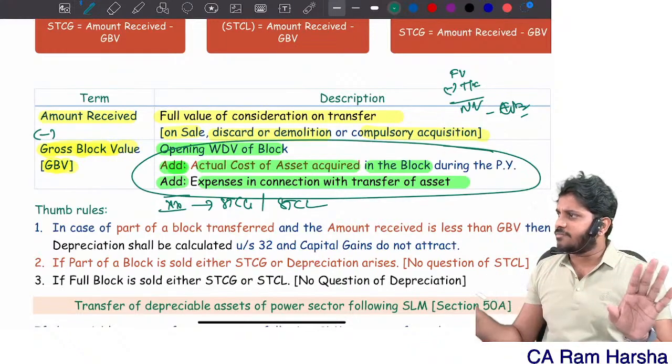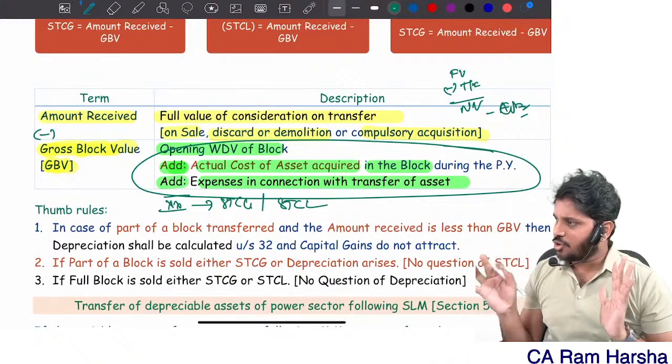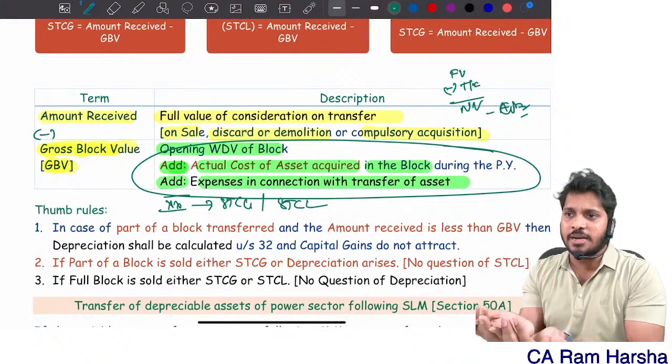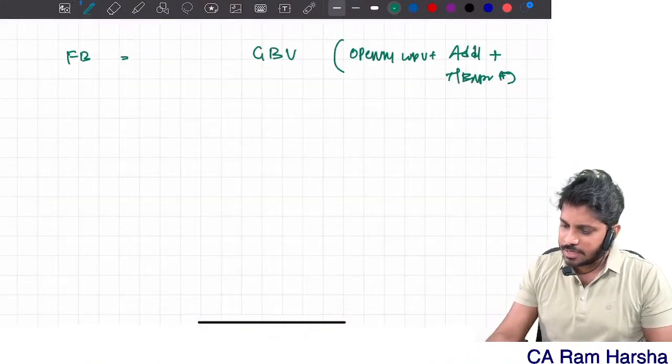Simple. The full block itself is sold, sir. Some amount you got. Compare it with the gross block value. The difference amount is either short-term capital gain or short-term capital loss. That's it. Very simple. I'll give you an example here.